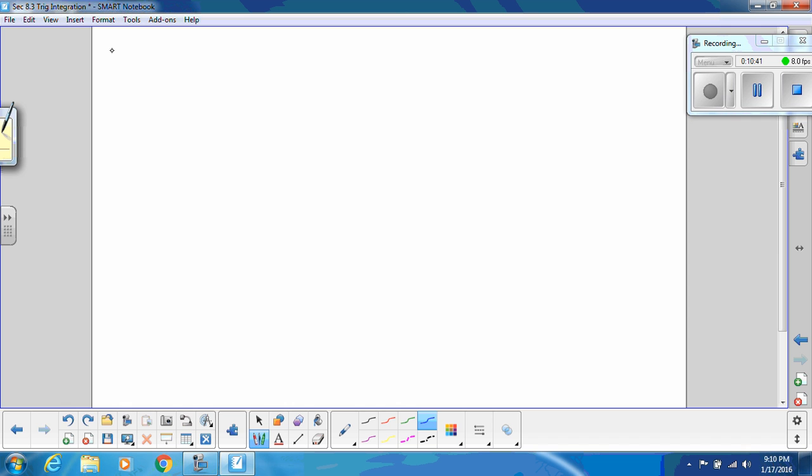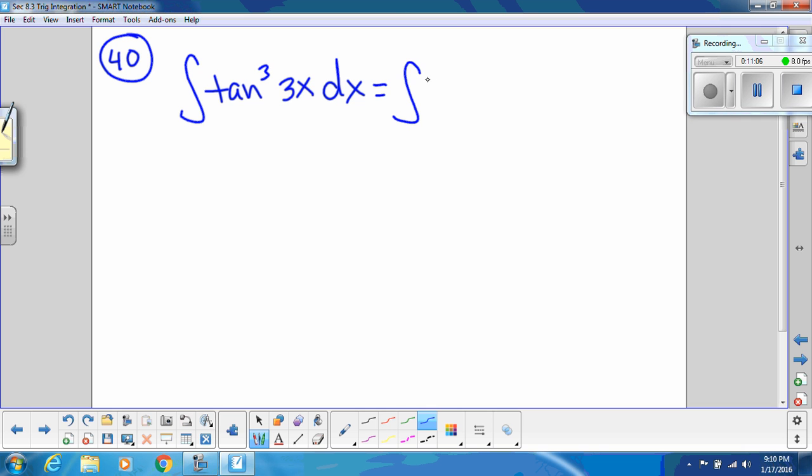All right, and then our last example that I'll do is number 40. And this is dealing with an odd tangent. Now notice that there was nothing in the guidelines about a tangent raised to an odd power. So we are going to use that last strategy that says change everything into sines and cosines. All right, so let's do that.